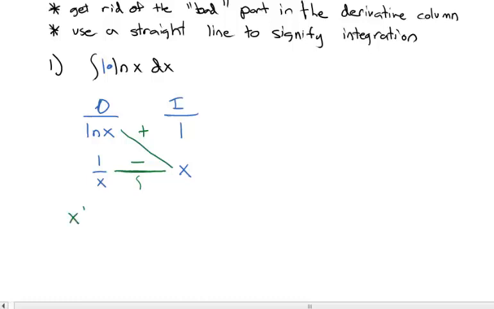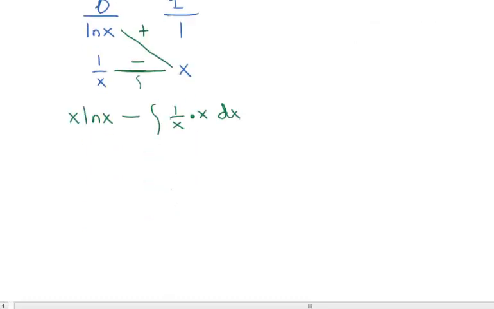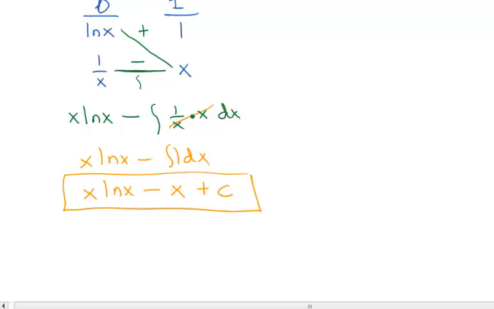So we have x natural log of x, minus, then we have to take an integral of the product, 1 over x times x dx. So a straight line means we still need an integral, which means there's still more work to be done. Not much more work, because you notice the x's divide out. So we have x natural log of x minus the integral of dx, or 1. And that gives us x natural log of x minus the integral of 1, which is x, plus a constant c. And we have our integral. So a straight line means integrate this part.